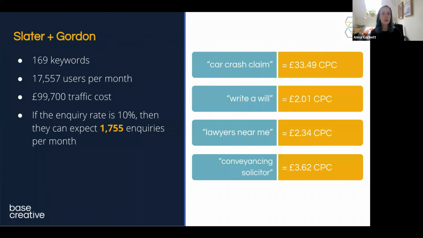We can see that Slater & Gordon, for example, are bidding on roughly 169 keywords. Now, there's some really broad keywords there for a wide range of services. So you can see they've got some about will writing, which are fairly cheap, but then they also have some on car crash claims, which are much more expensive. So let's imagine they appeared for all of the keywords they were targeting and gained all of the available clicks. That would mean they could get an additional 17,557 users to their website each month. That would also expect to bring them in 1,755 inquiries per month. That's based on the average conversion rate of the law sector, as we've just discussed.